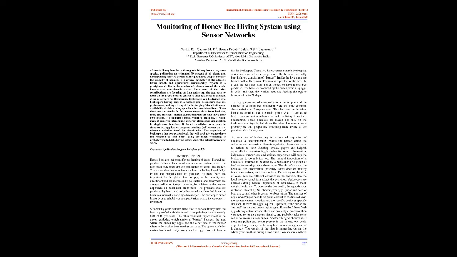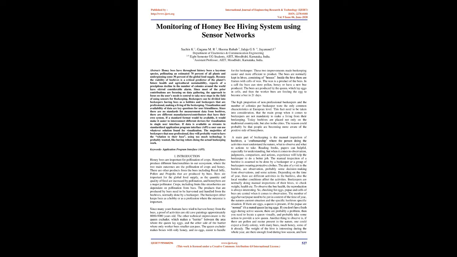The other technical improvement is the queen excluder, which makes a barrier between the area where the queen lays eggs, and the other side of the barrier where only smaller worker bees can pass. The queen excluder makes boxes with only honey, and no eggs, easier to handle for the beekeeper. These two improvements made beekeeping easier and more efficient to produce.